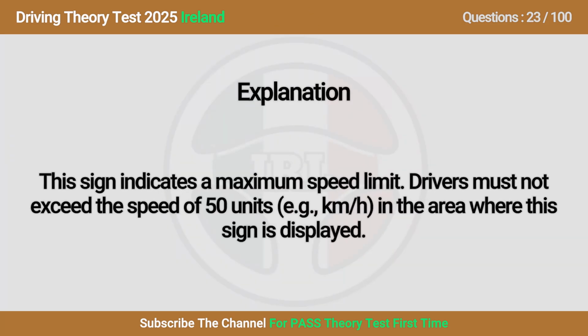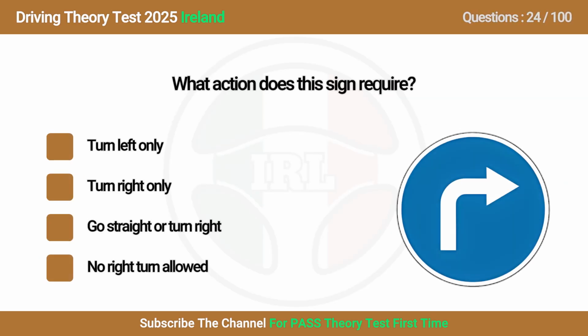This sign indicates a maximum speed limit. Drivers must not exceed the speed of 50 units, e.g. km/h, in the area where this sign is displayed. Question 24. What action does this sign require? A. Turn left only. B. Turn right only. C. Go straight or turn right. D. No right turn allowed.